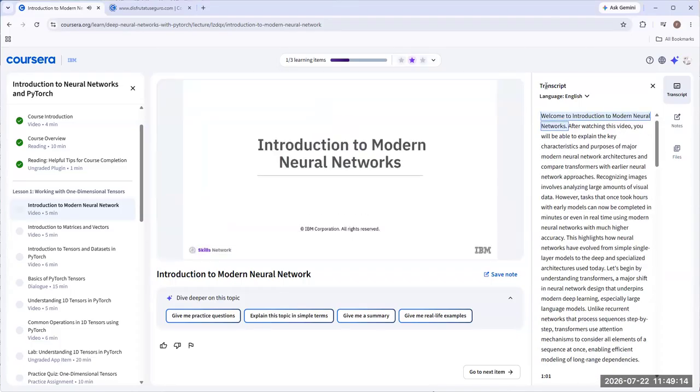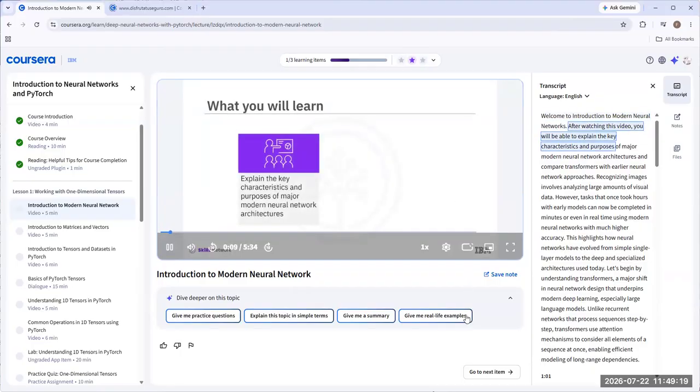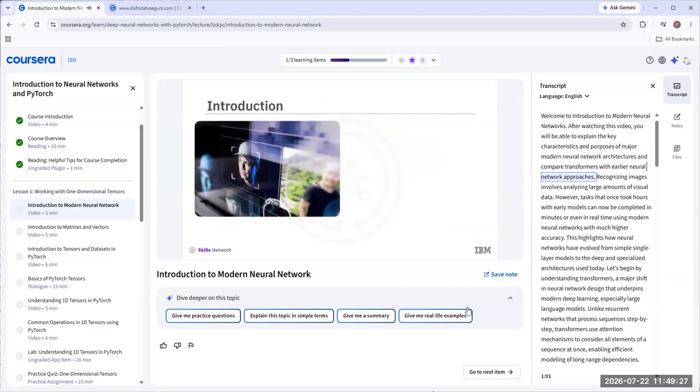Welcome to Introduction to Modern Neural Networks. After watching this video, you will be able to explain the key characteristics and purposes of major modern neural network architectures and compare transformers with earlier neural network approaches.